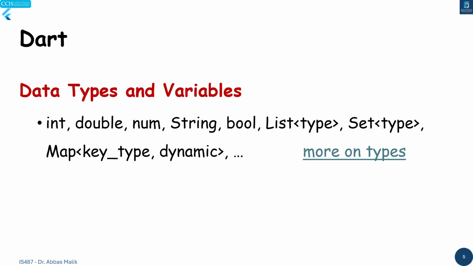But the other thing which is important is different types of data types, and then we also have variables. So we have the integer type variable, we have double, which is for floating-point numbers. We also have num, string, boolean, list, set, and map, which is more like a key-value pair. If you need to know more about these types, you can click on the link and read the documentation given on the dart.dev website.